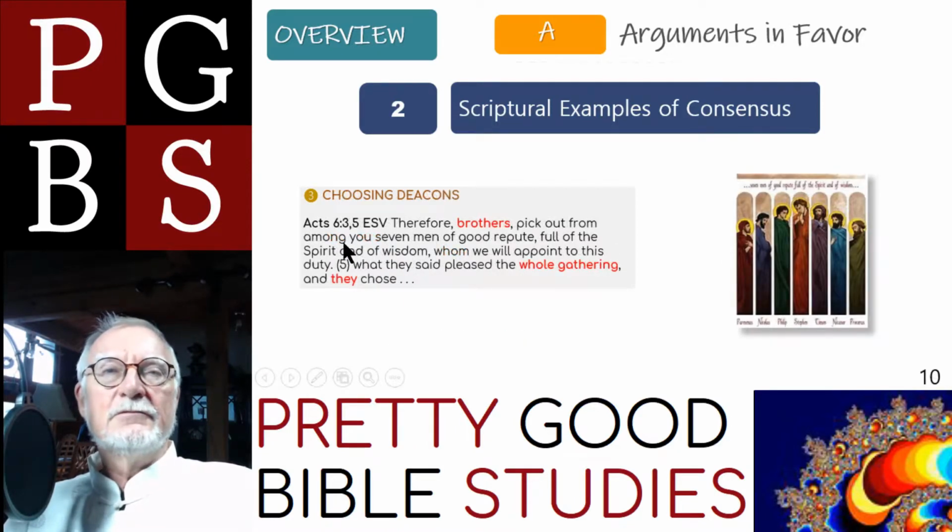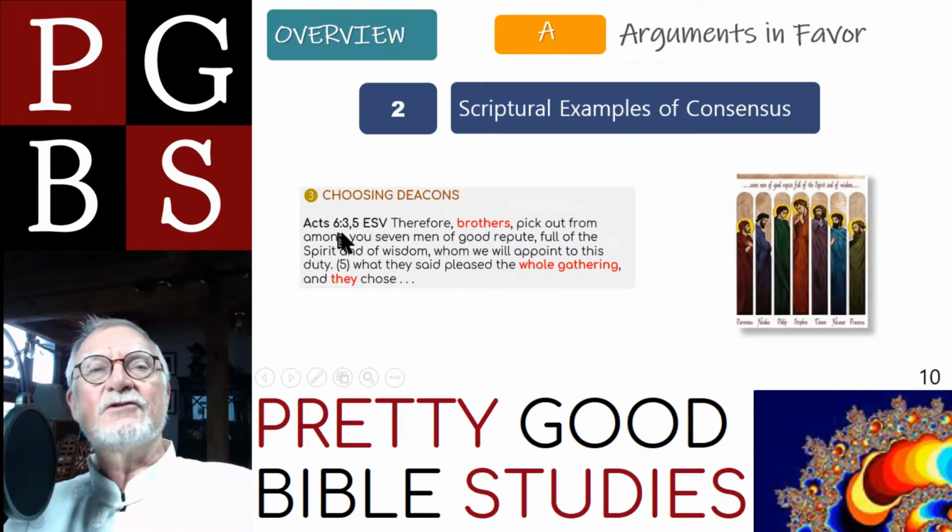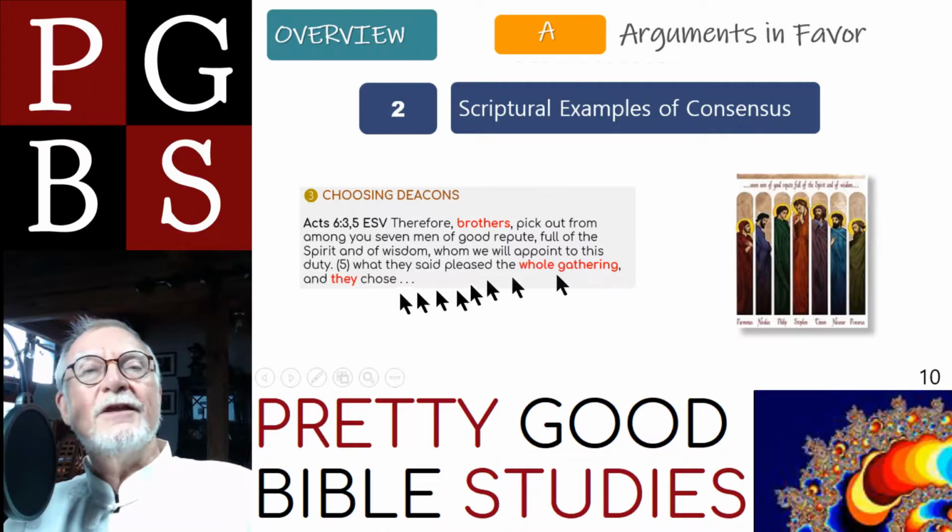Third example of consensus, choosing deacons. This is in Acts 6, verses 3 and 5. Therefore, brothers, pick out, I think this was Peter speaking here, from among you 7 men of good repute, full of the Spirit and of wisdom, whom we will appoint to this duty. What they said pleased the whole gathering, and they chose.